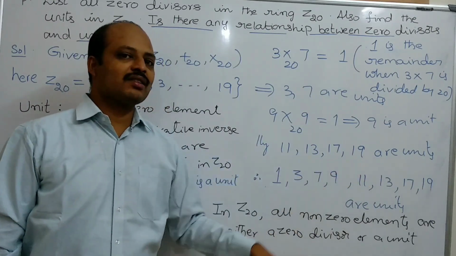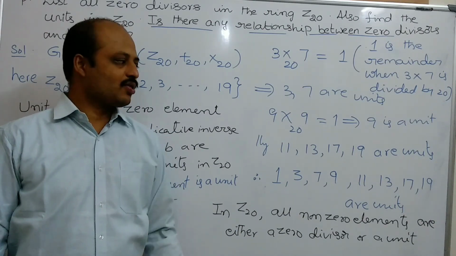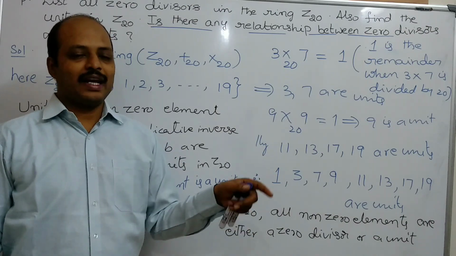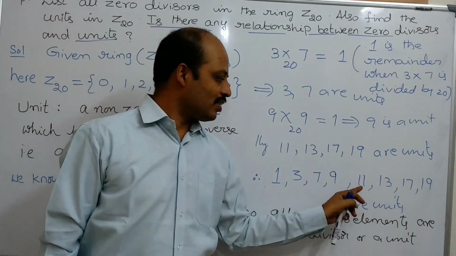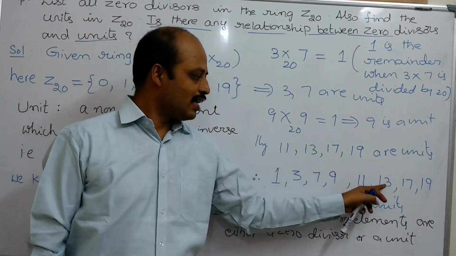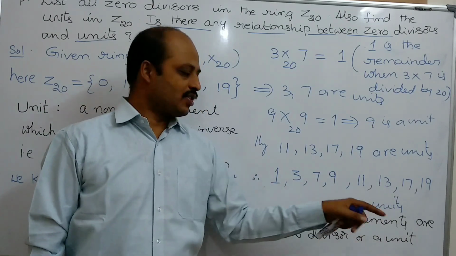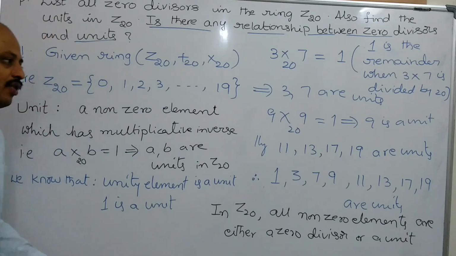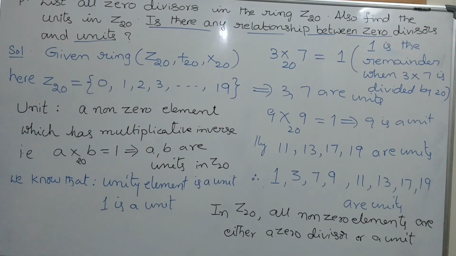Similarly, 19 is also self-inverse. 19 inverse is 19, and 11 is also self-inverse. 13 and 17 are inverses together. 7 and 3 are inverses together. Observe that. Make a note.